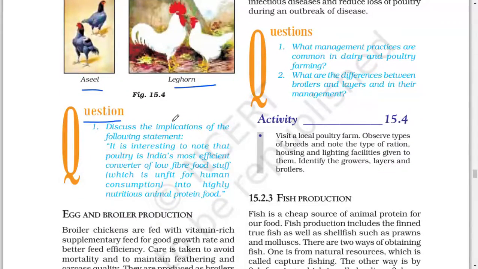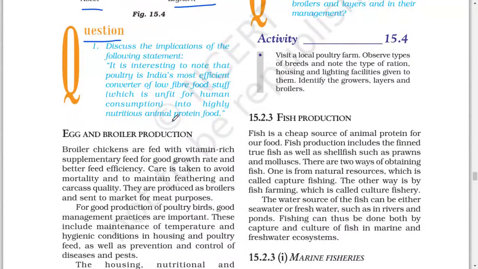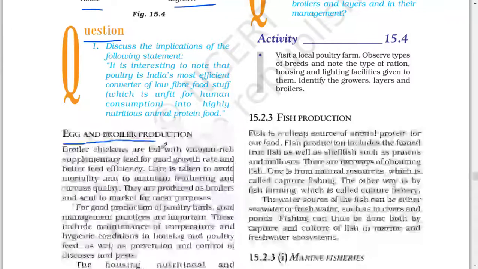Question: discuss the implications of the following statement. It is interesting to note that poultry is India's most efficient converter of low-fiber foodstuff, which is unfit for human consumption, into highly nutritious animal protein feed. Comment on this. Egg and broiler production.